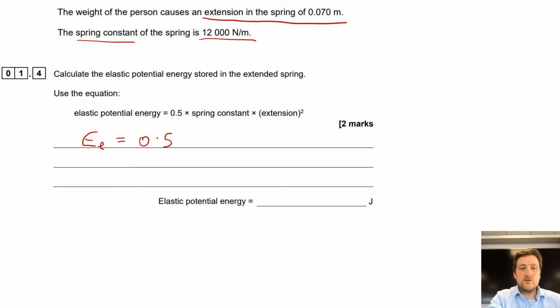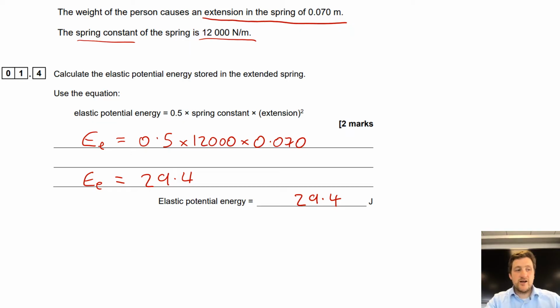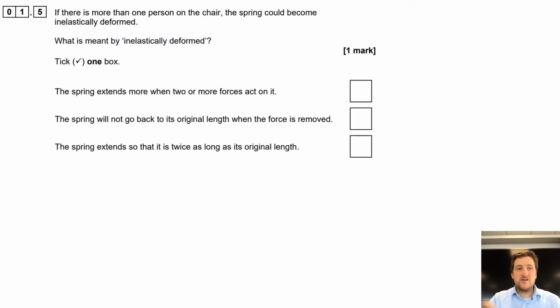And again, substituting in these values gets us 1 mark. And then our extension is 0.070. That will get us 1 mark. And then we plug those all into a calculator, which will get us our next mark. It's not asked for rounding, and it's only 3 digits, so we can put that in, 3 significant figures.